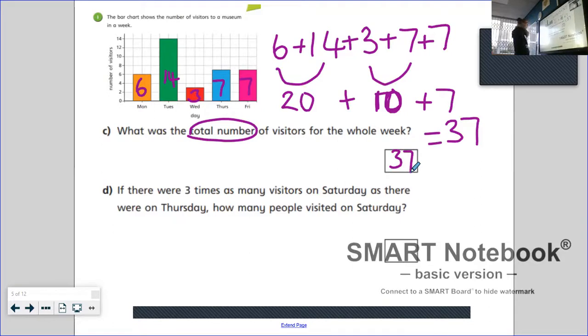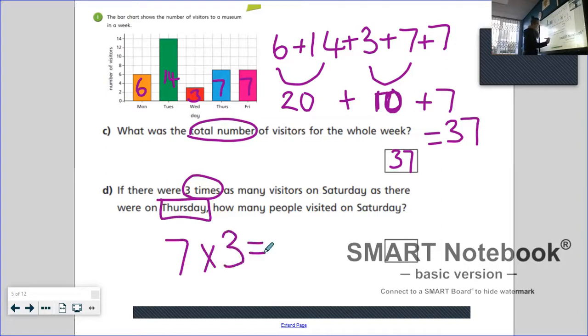If there were 3 times as many visitors on Saturday as there were on Thursday, how many people would have visited on Saturday? So 3 times. So I know I'm going to have to times whatever amount of visitors from Thursday by 3. So what was it on Thursday? 7 times 3. Come on, what's 7 times 3? 21. Well done. So there would have been 21 visitors on the Saturday if there were 3 times as many as the visitors on Thursday. So it's just about breaking down the questions, guys. You're doing really well. So here's a new one.